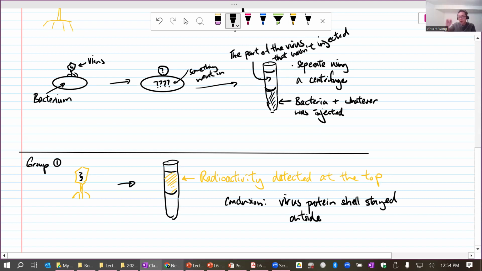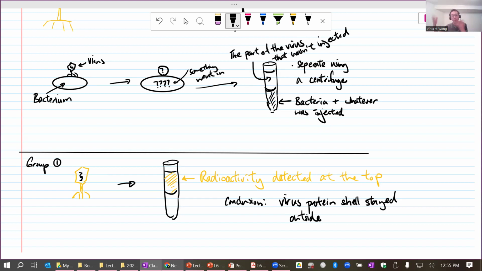This only tells you, let's stop writing, listen for a second. This only tells you the protein did not go in. It does not tell you that the DNA went in. I have no idea where the DNA is in this setup. Maybe the DNA didn't go in either. I have no way of tracking the DNA because the DNA is not labeled, right?